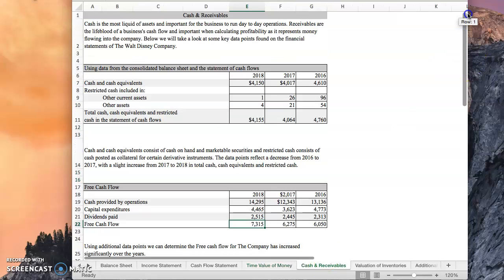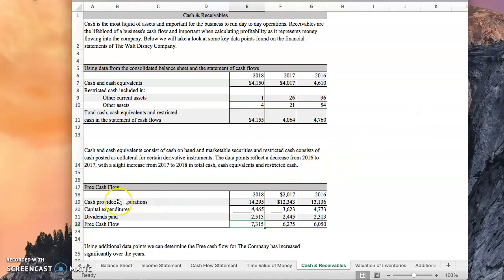Cash and cash receivables. Disney's cash and cash equivalents consist of cash on hand and marketable securities, and restricted cash consists of cash posted as collateral for certain derivative instruments. The data points reflect a decrease from 2016 to 2017, with a slight increase from 2017 to 2018.